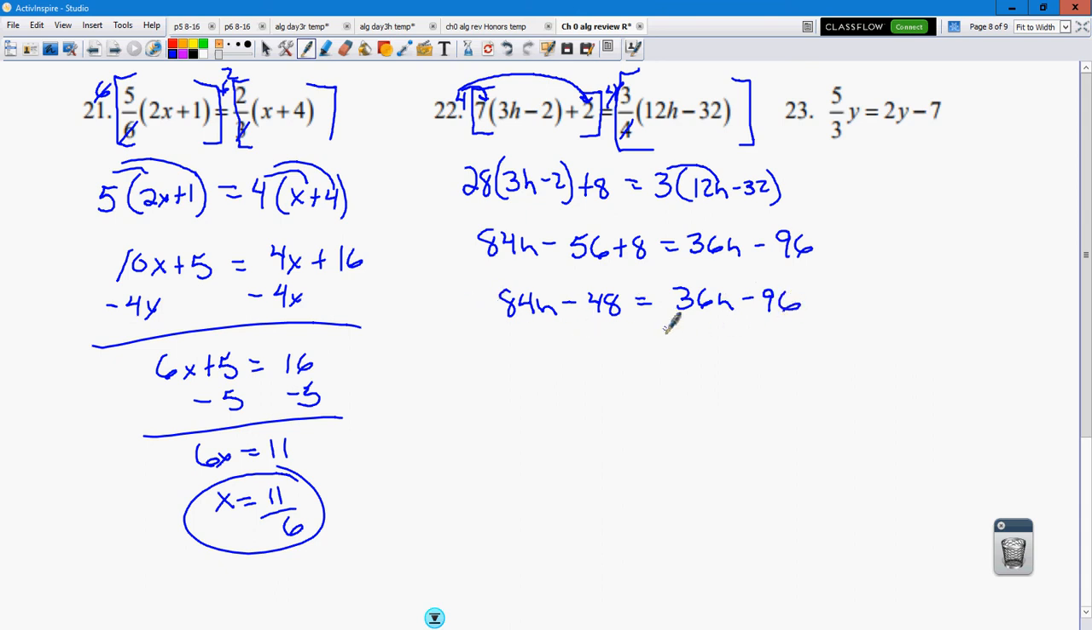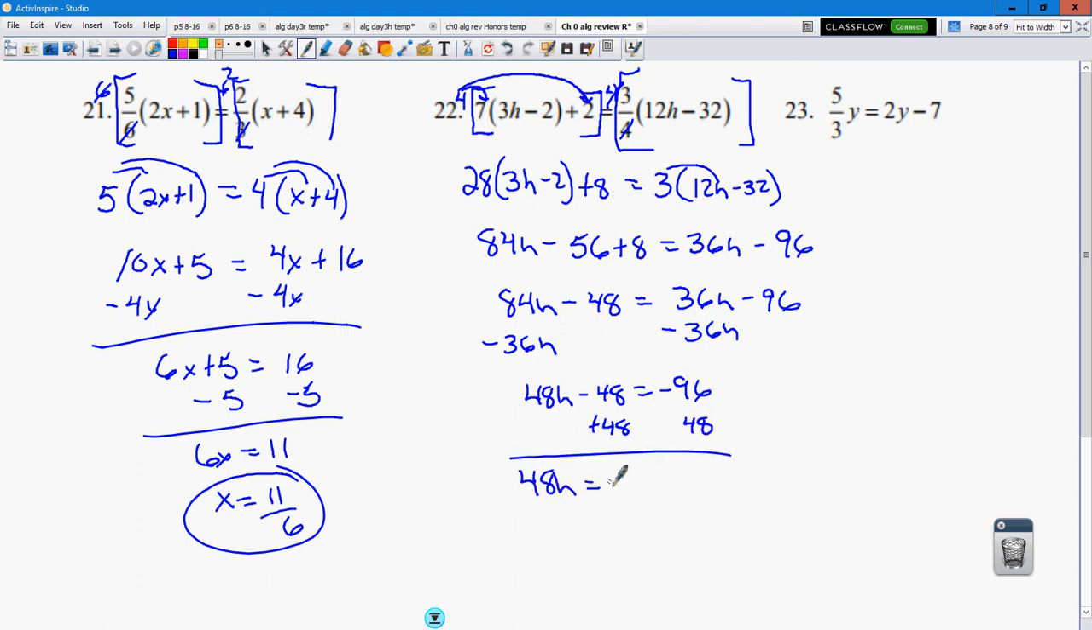H is bigger on the left, subtract 36h. I get 48h minus 48 equals a negative 96. Add 48 to both sides. 48h equals a negative 48. So h is going to be equal to a negative 1.